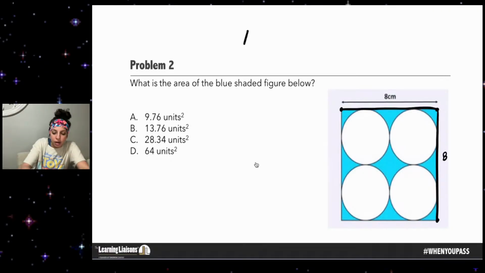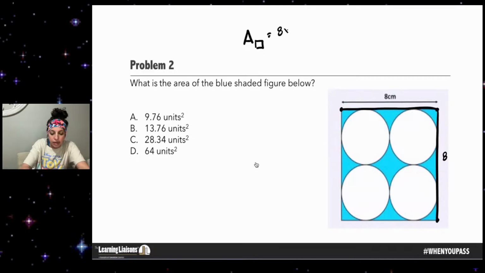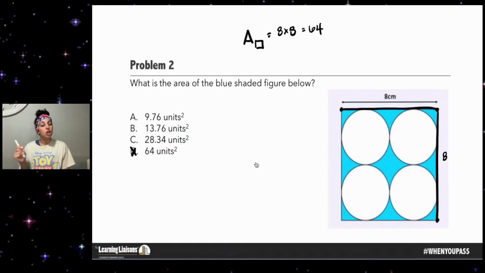I know that the area of the whole square, if the whole thing was blue, is going to equal 8 times 8 because length times width, which equals 64. So I can already eliminate one of my answer choices because I'm only going to take the blue shaded part of that entire thing. So it can't be 64 because it's not the entire square. So it's just going to be a portion of that. 8 times 8 is 64.